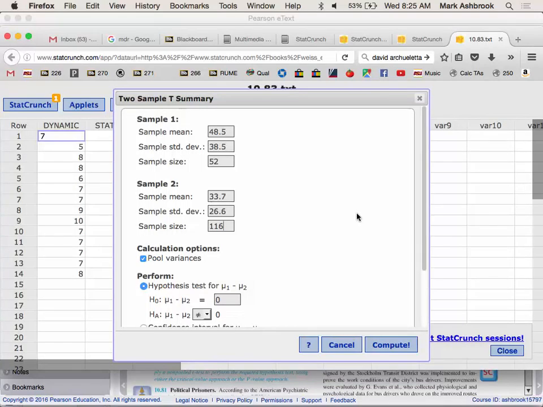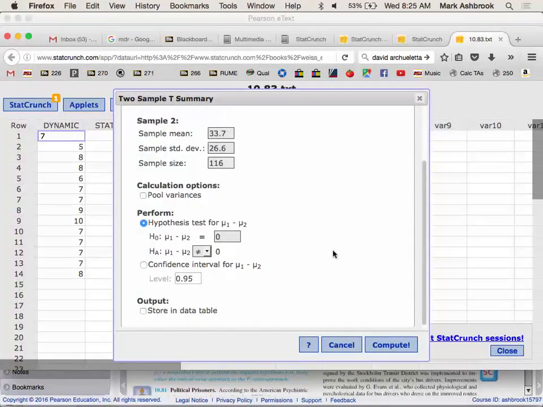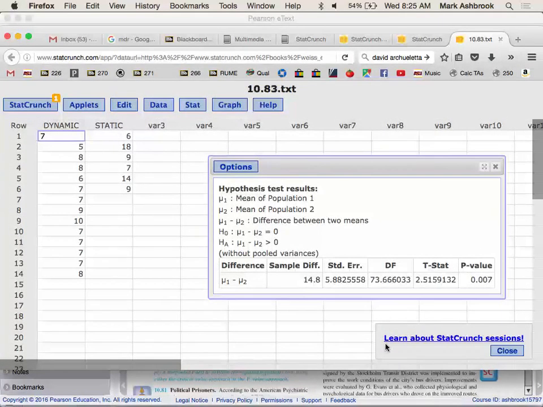Okay, cool. And then we make sure you're not pooling variances. And then, what is our hypothesis test? Yeah, so we want the alternative now to be a right-tail test, such that population mean 1 is greater than population mean 2, so that the difference is greater than 0. Okay, we're ready to go. Compute it. Okay, so I've got degrees of freedom, 73.66.